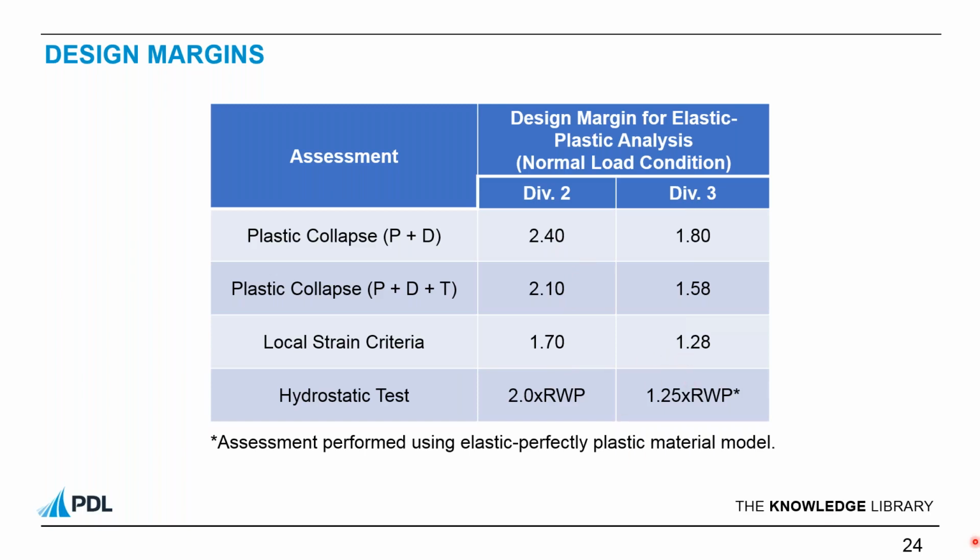It's slightly more for the hydrostatic test case, so we've got a reduction of about 37.5%, but this is a little skewed as the two analysis methods use different material models. So Division 2 uses the full strain hardening model, which we saw on the previous slide. Division 3 uses an elastic perfectly plastic material model, which allows no strain hardening beyond the yield limit. But nevertheless, there's still a significant reduction.